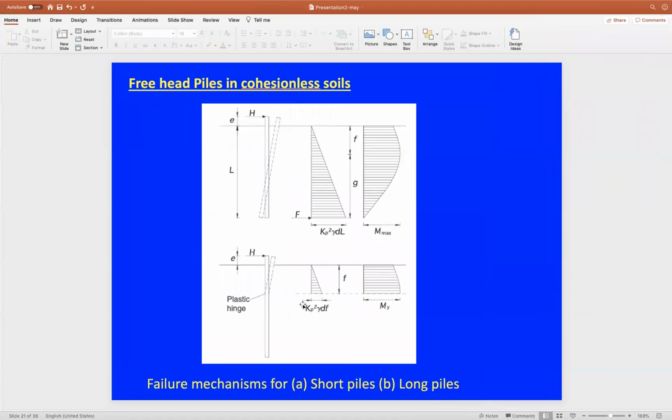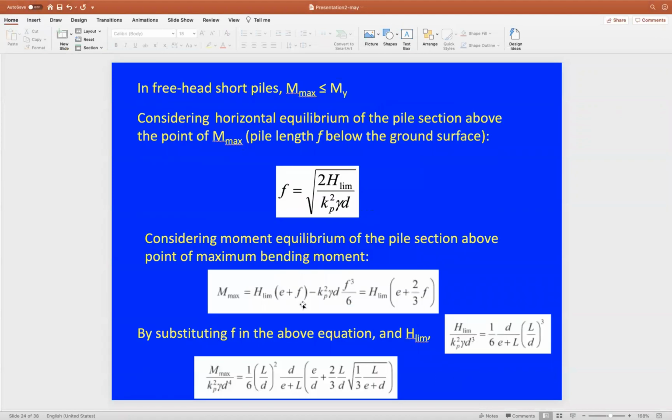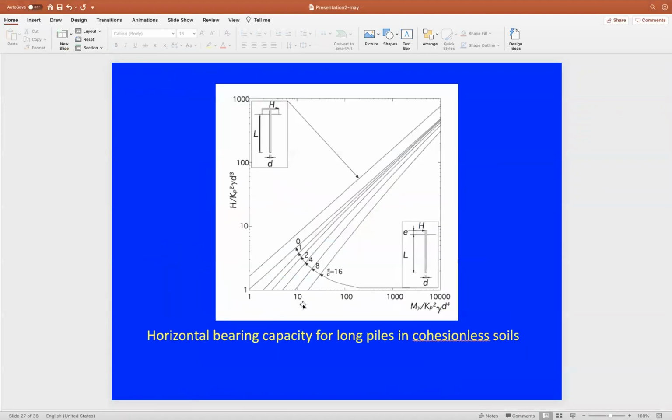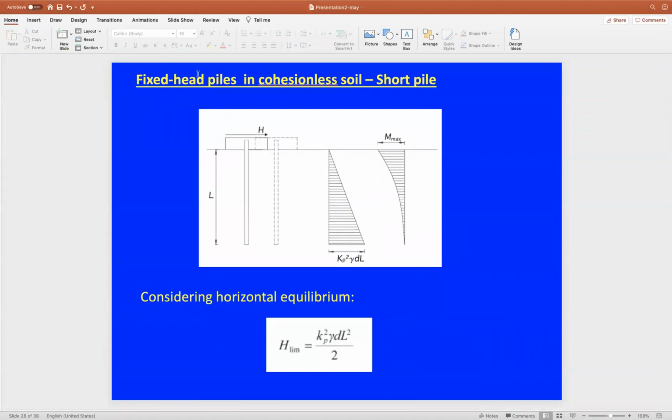So if you go to your lecture slides here, as you can see, we have the free head pile failure scenario for the different cases. For the short pile, you're going to use these equations here. And these equations, as you can see, come from the sum of the horizontal forces in the system, because this is the rotational point, it's fixed from rotation, so it will be displaced as one block on the system, so we don't have any rotation here.